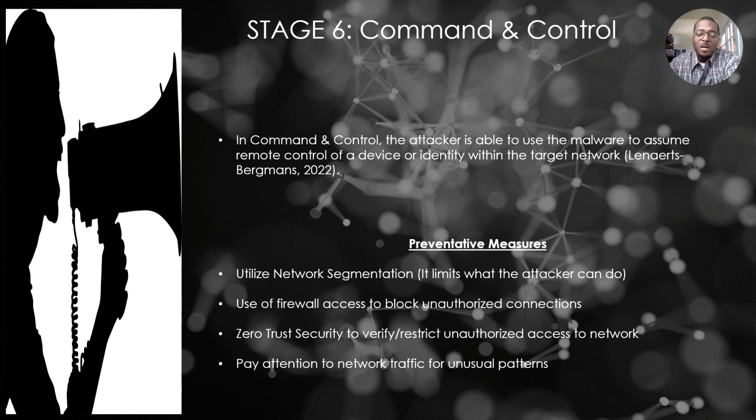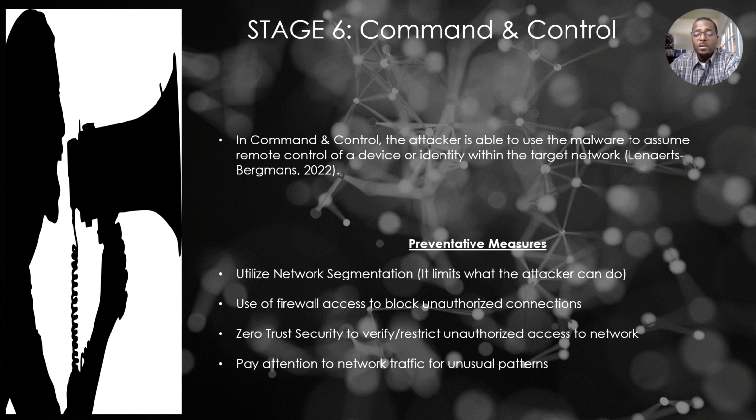Stage 6 of the cyber kill chain model is the command and control. This part of the phase is when the attacker is able to use that malware and other virus that is implemented on the network and control things.